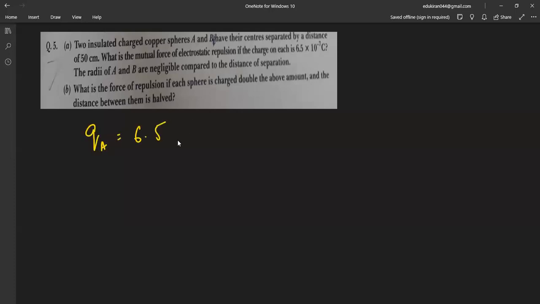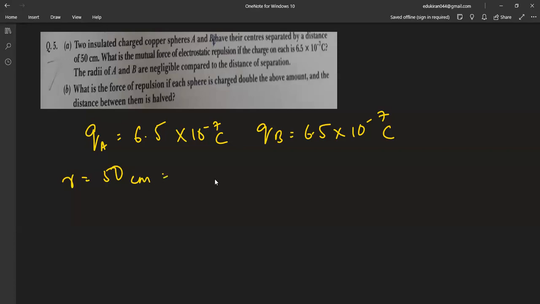This is 6.5 into 10 to the power minus 7. It is saying each, so QB is also 6.5 into 10 to the power minus 7 coulombs. Fine. What is the distance between the spheres that is given? This is between the spheres, 50 centimeter. So convert it into meters, that becomes half a meter, 0.5. Use your Coulomb's law for the calculation.